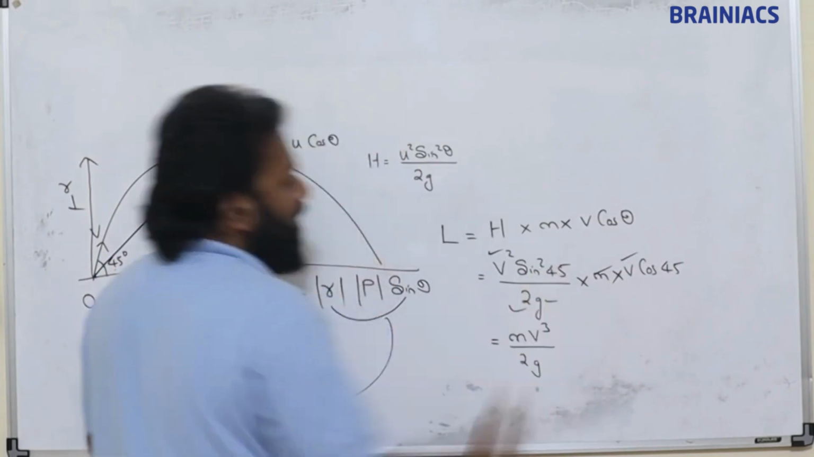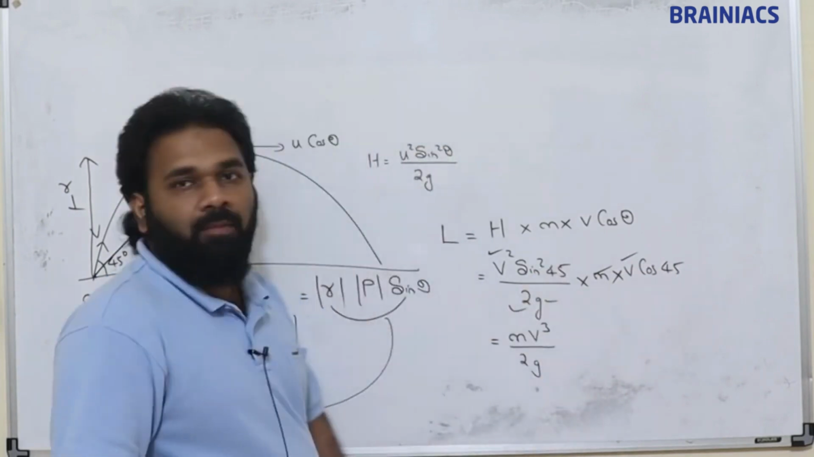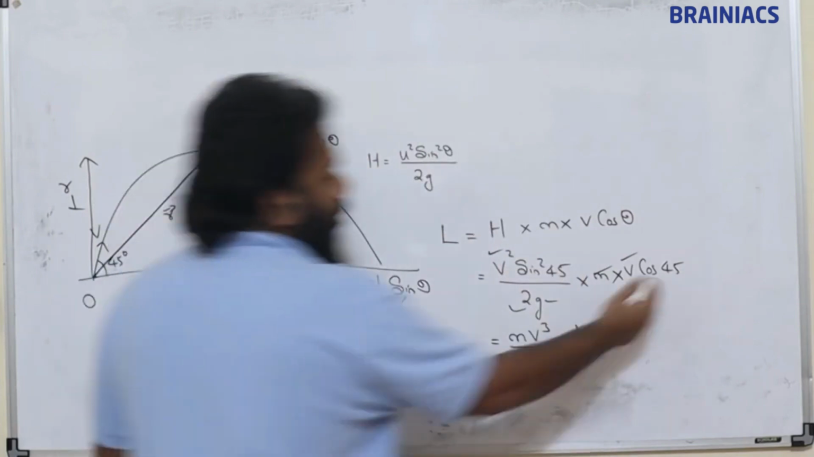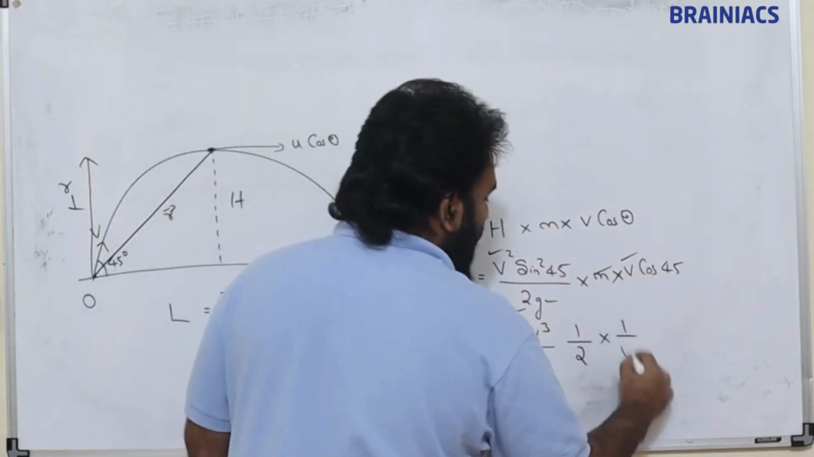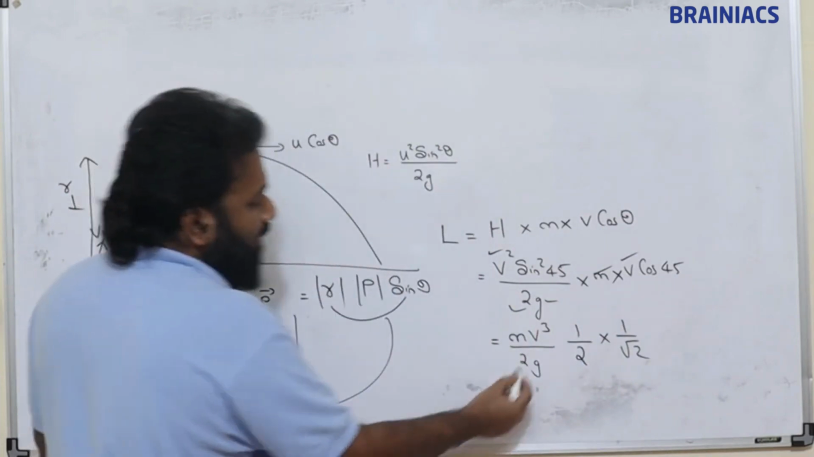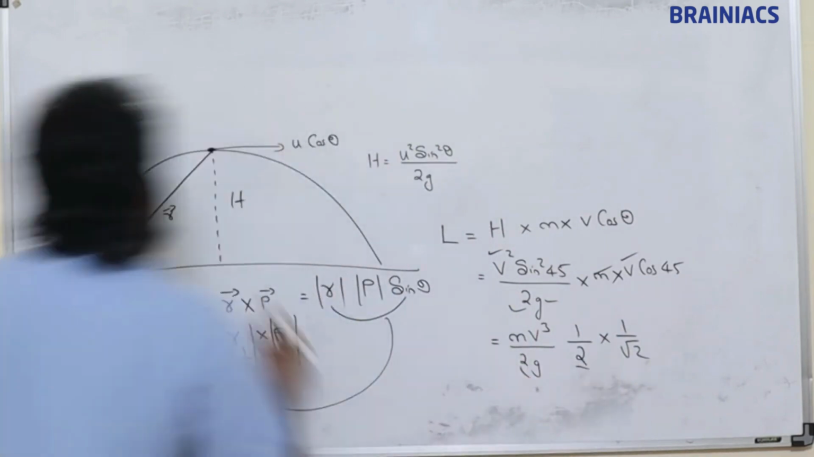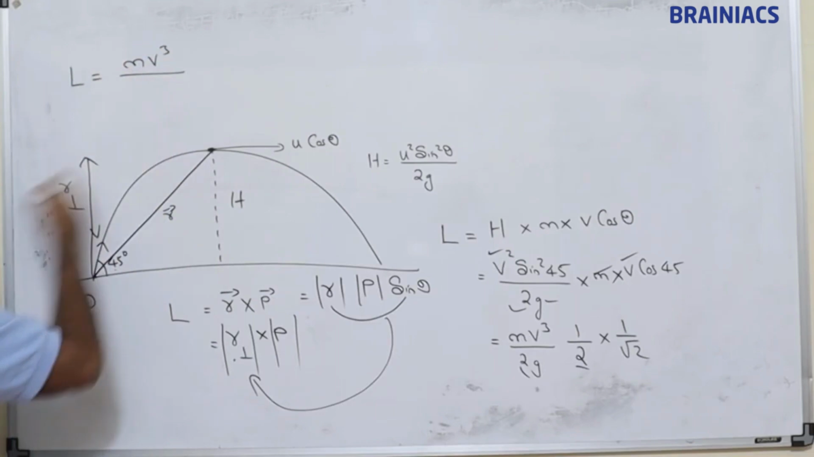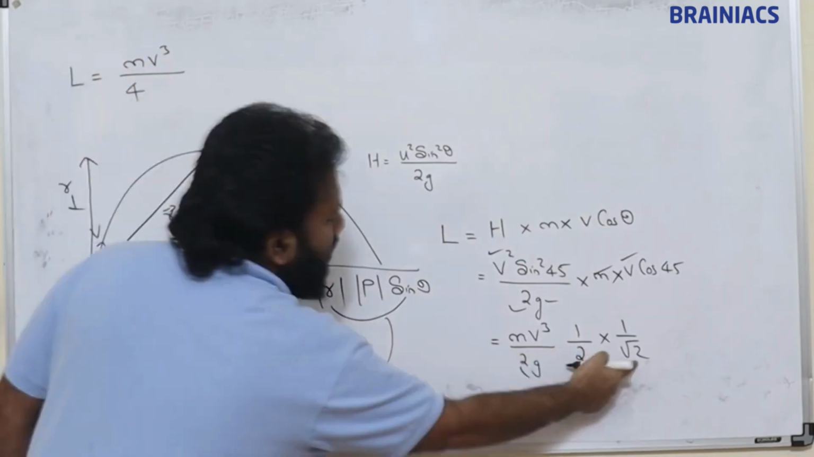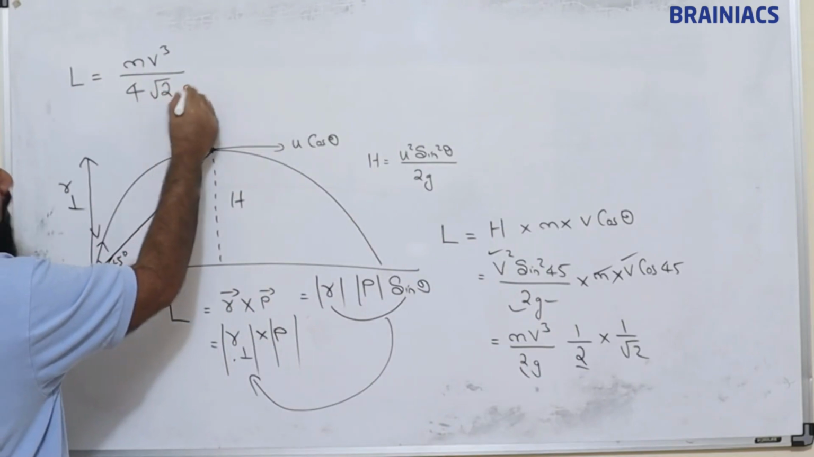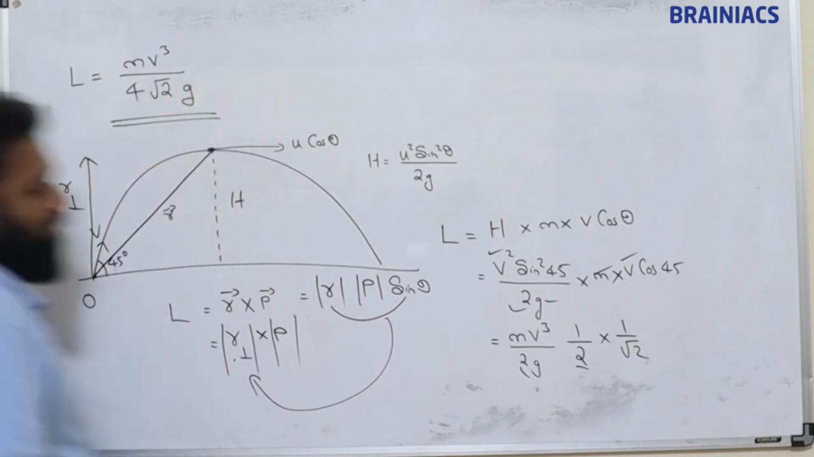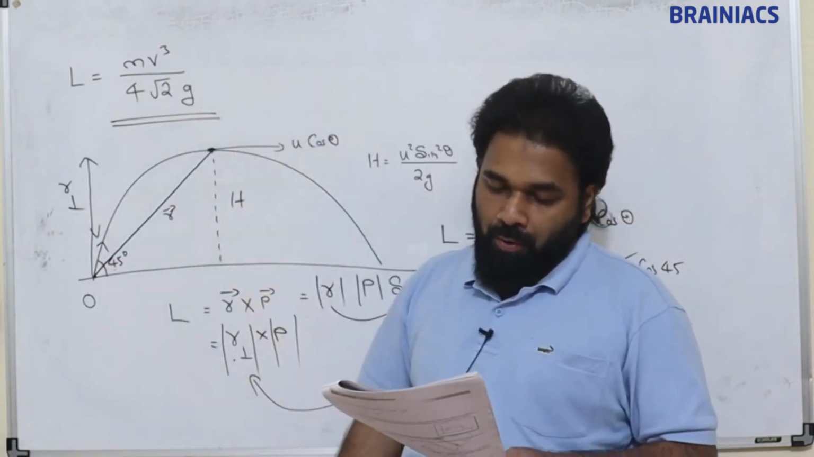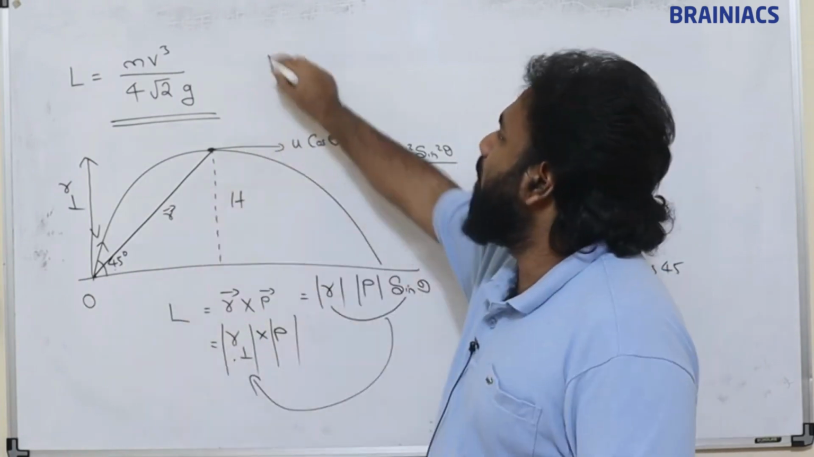Let's write. What is sine square 45? Sine 45 is 1 by root 2, so sine square 45 we can write as 1 by 2. Cos 45 is what? Again 1 by root 2. So considering all this, 2 and 2 will become 4. So the angular momentum is nothing but mv cube divided by 4, this root 2 we will take, and g. So this is the answer for this question: mv cube divided by 4 root 2 into g. So option B is the correct answer.